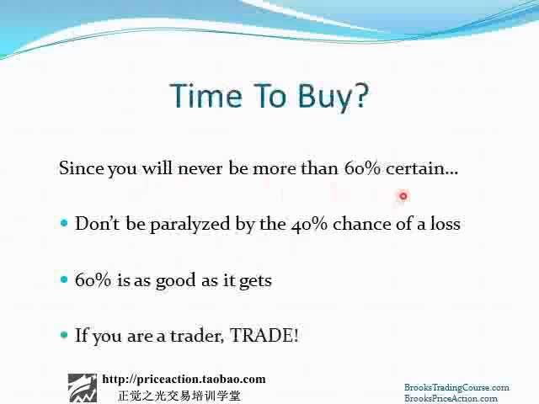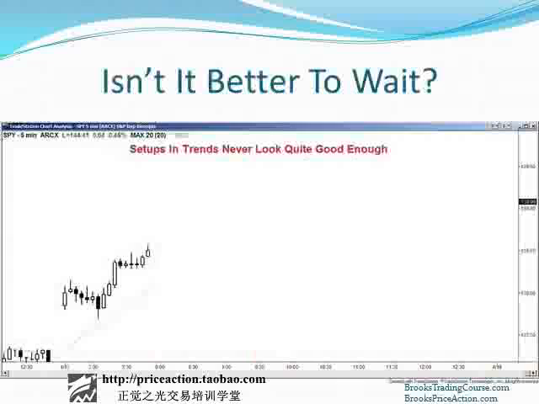You'll never be more than 60% certain, but don't be paralyzed by the 40% chance that you'll lose. You are going to lose. You're going to lose 40% of the time, even if you're a good trader. But 60%, that's as good as it gets. And if you're going to trade for a living, you have to trade. Okay, so setups never look quite good enough.